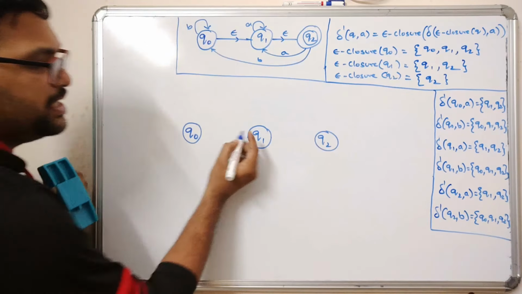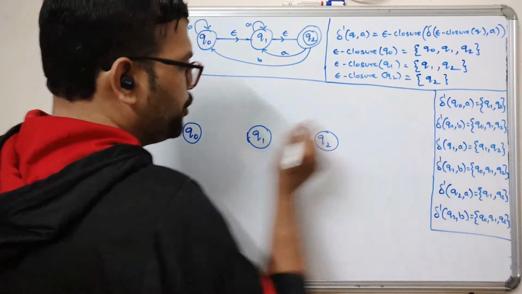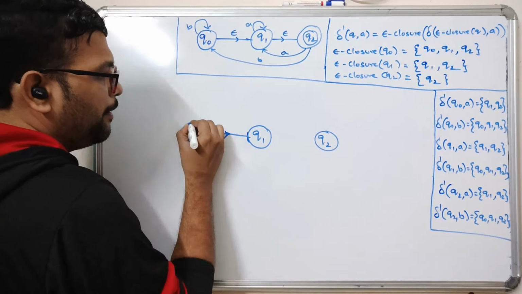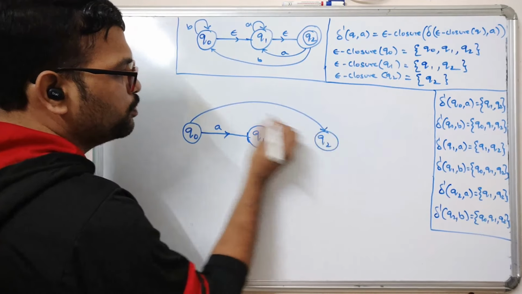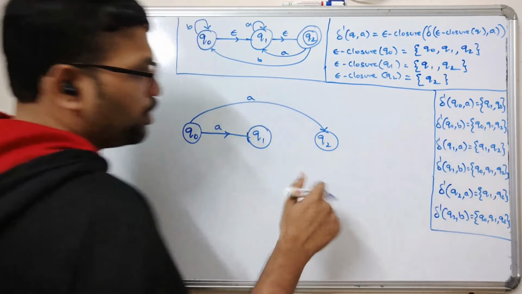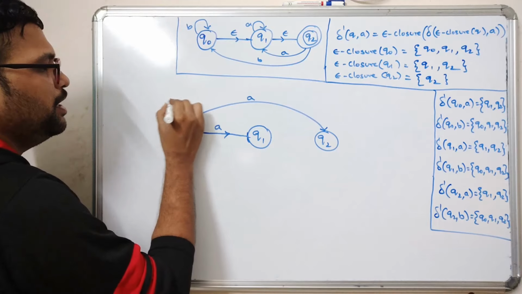So I'm taking the three states here. Q0 on A, it moves to Q1 and Q2. So simply just go with this one, A, and it also moves to Q2. Q1 on B, it moves to Q0, Q1, Q2. So give that self for the B.